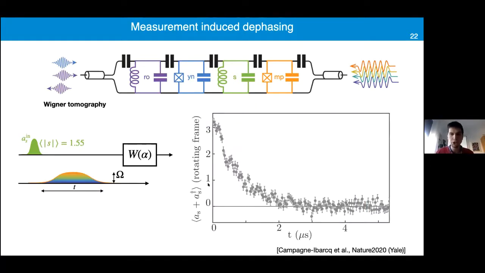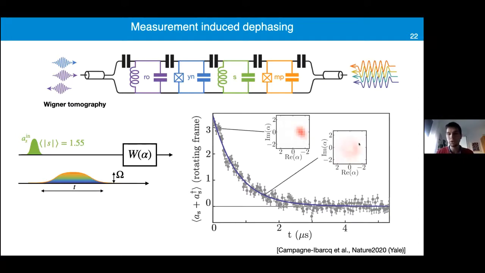Using the Wigner function, we can reconstruct the AS plus AS dagger quadrature of the storage mode, and you can see that it shows an exponential decay with the multiplex measurement time t. And from this exponential decay, we can extract the decoherence rate, which contains the measurement-induced dephasing rate of the storage mode. What is important is for each of those dots, you need a complete Wigner function. And in fact, you can already see the dephasing of the storage state on those Wigner functions.